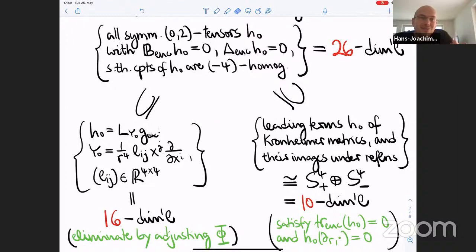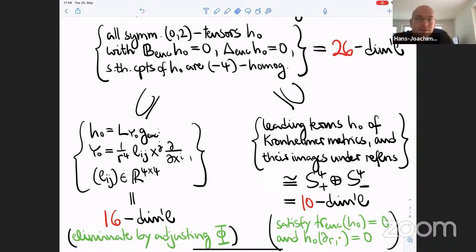And so those are harmonic tensors that do satisfy the gauge fixing condition, the Bianchi condition, but they're still pure gauge terms, so you can eliminate them by adjusting the diffeomorphism phi, the ALE coordinate system. So you only have to worry about what's left. And lo and behold, well, the Kronheimer tensors have to be in there, the leading terms of Kronheimer spaces.